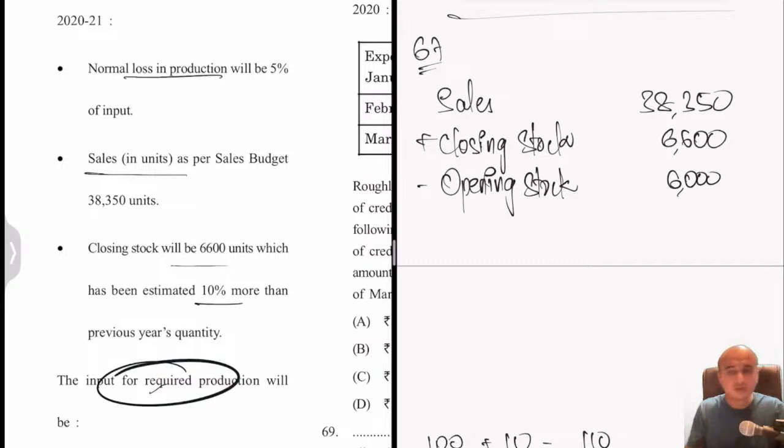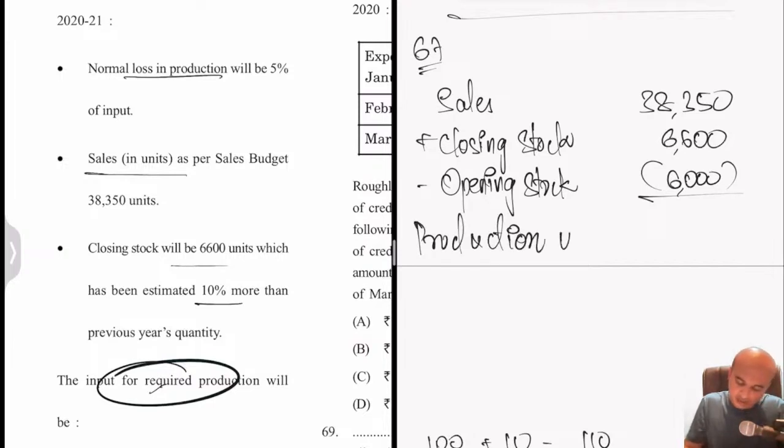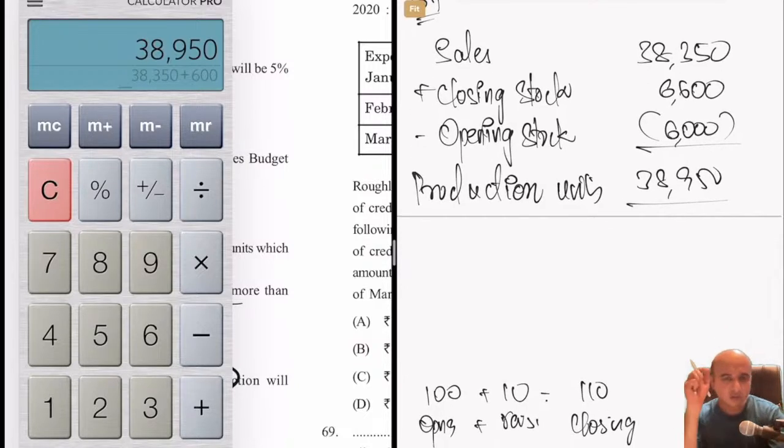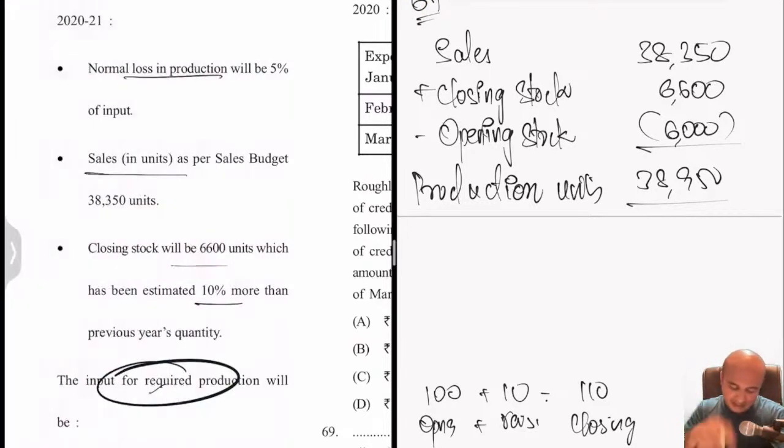6,000 is also given. So now when you do this, you will get the production units. How much did we produce? Which will be 38,350 plus 600, which will be 38,950. I hope it makes sense. So now this is what they have. Actually, we can't consider production units as input because there is something else which they have mentioned.